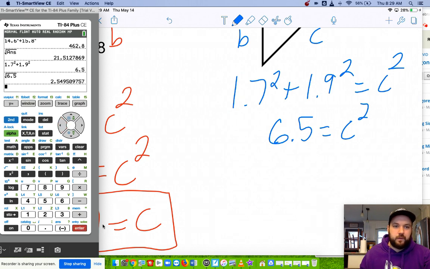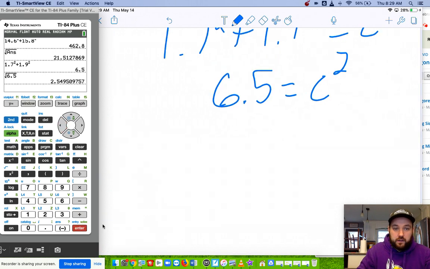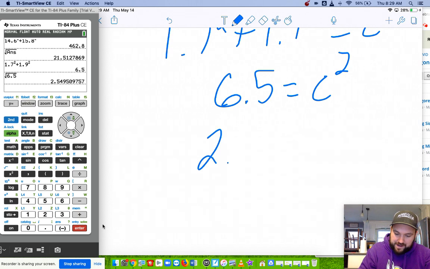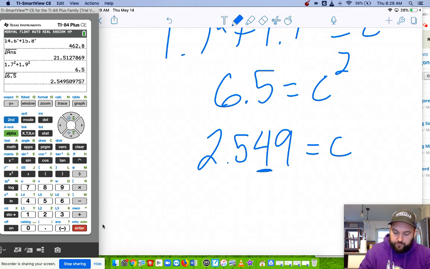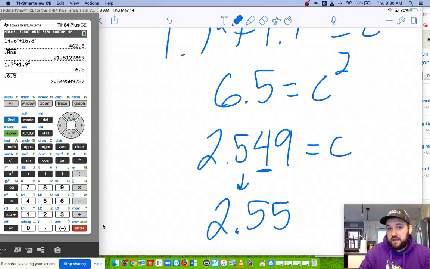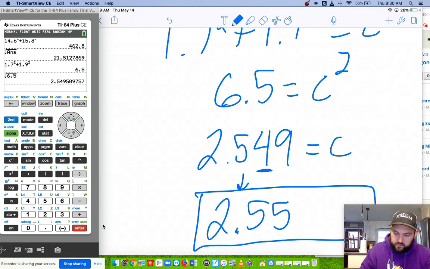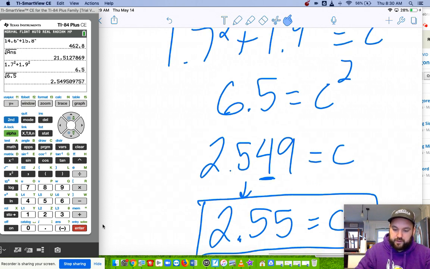2 point something. 2.549. So here's where if I was rounding to the hundredths place, the hundredths place is right here, the 4, but the 9, the number right after it, is 5 or above, so that would round that up to 2.55. If I was rounding to the tenth place, it would just be 2.5. But again, just want to keep things mixed up a little bit.